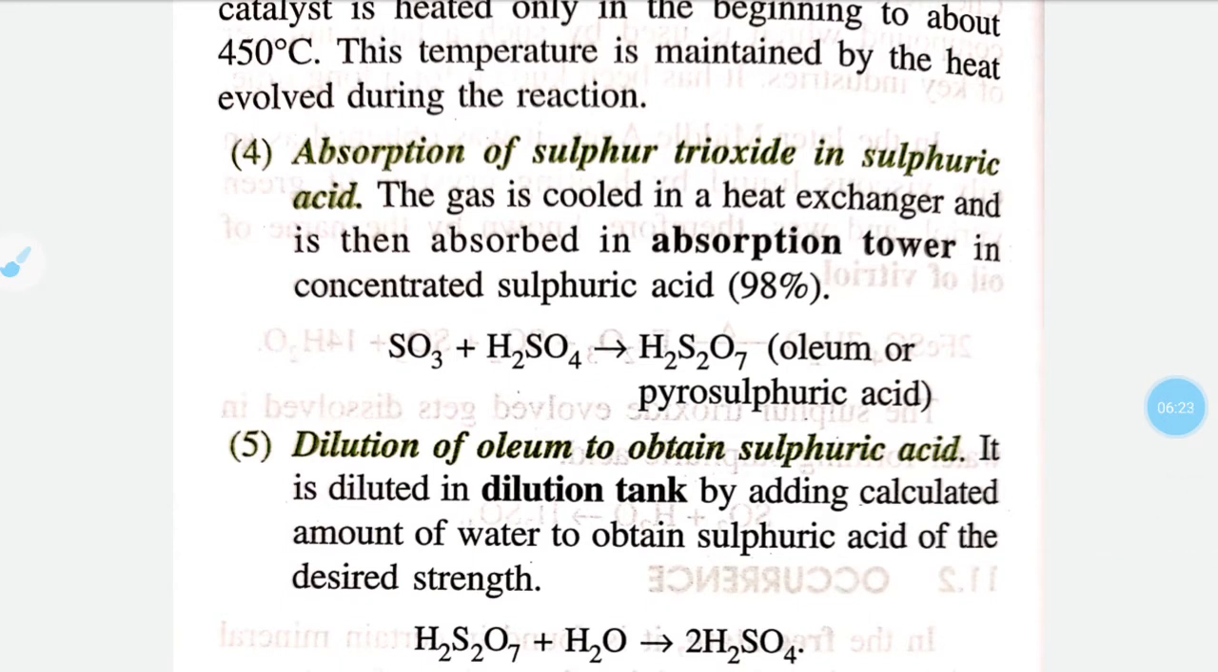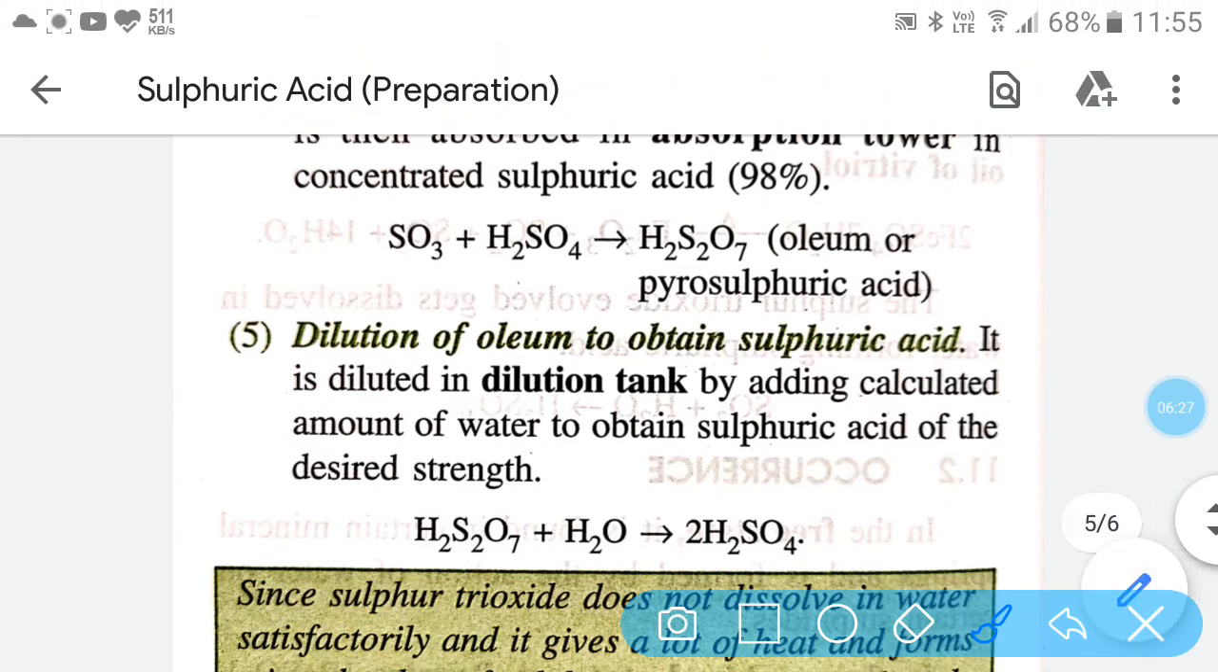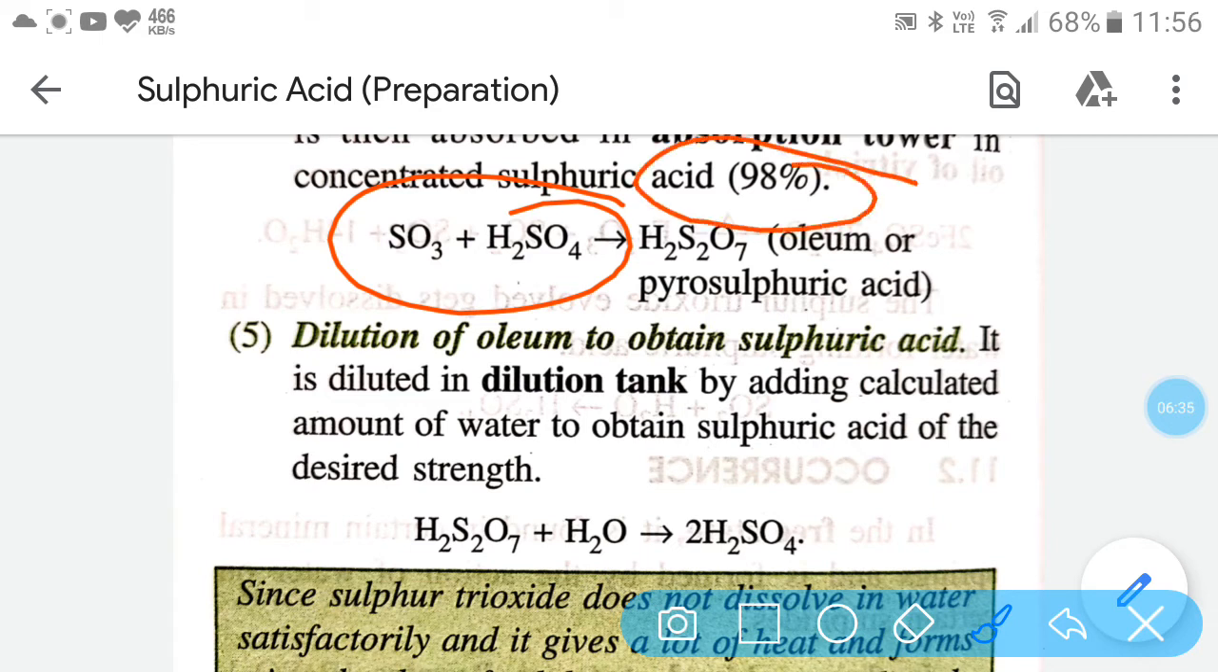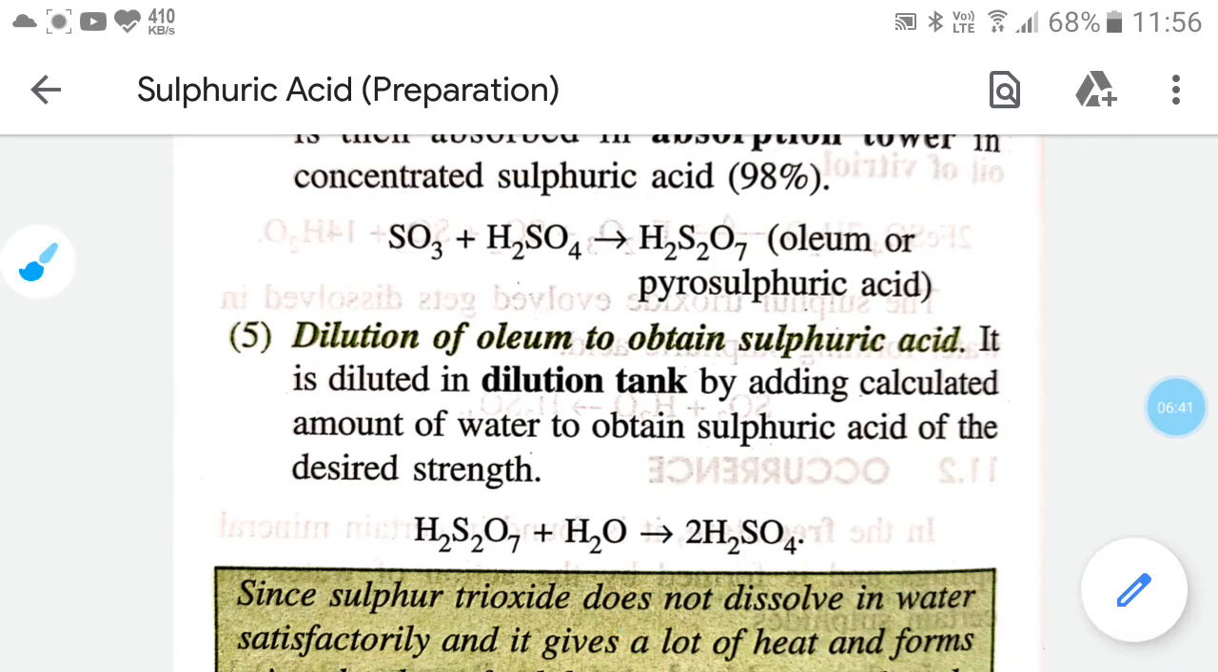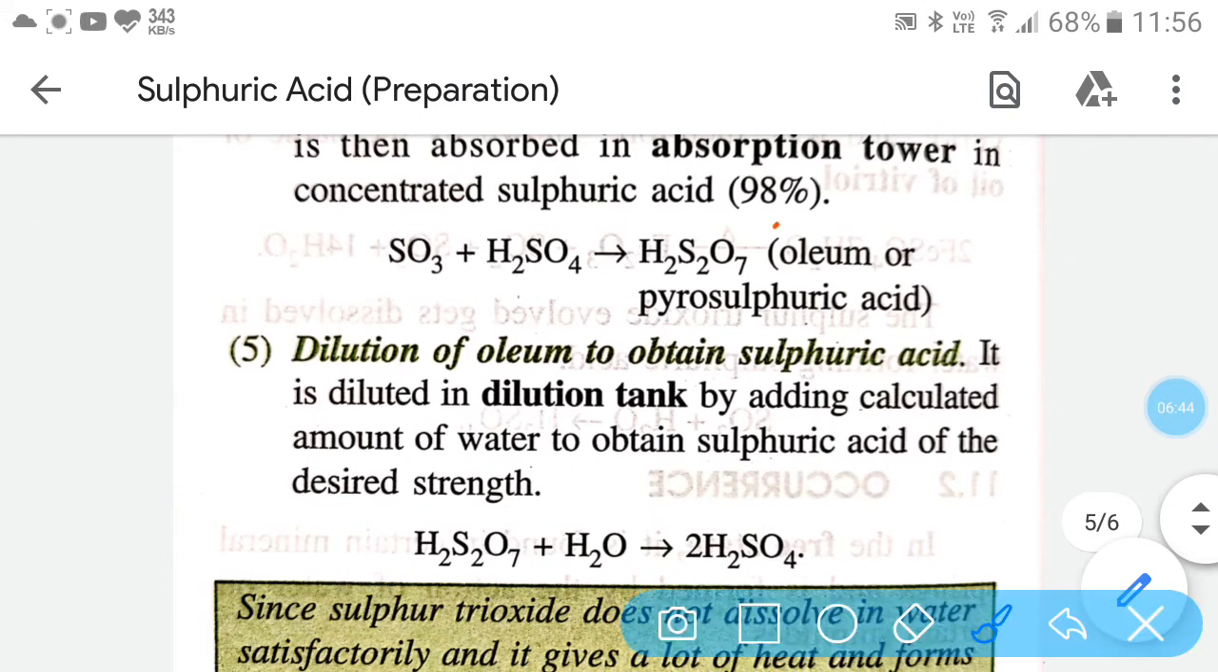Then after sulfur trioxide has been formed, it is sent to a container where it mixes with sulfuric acid, and this sulfuric acid is about 98% concentrated sulfuric acid. It forms oleum or pyrosulfuric acid. This name is very important. You have to remember it. Oleum, also known as pyrosulfuric acid.